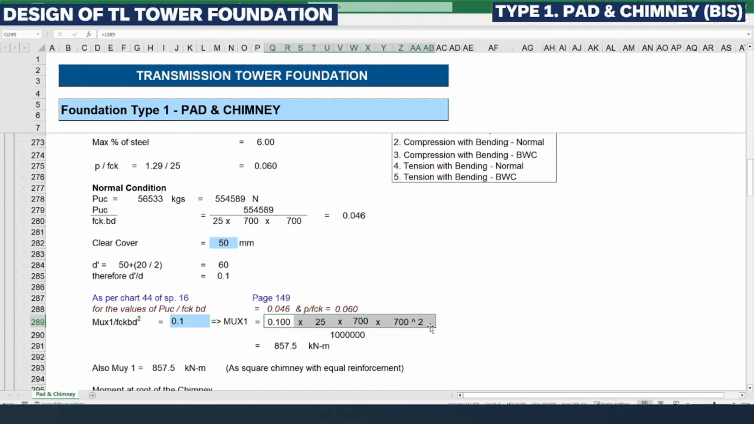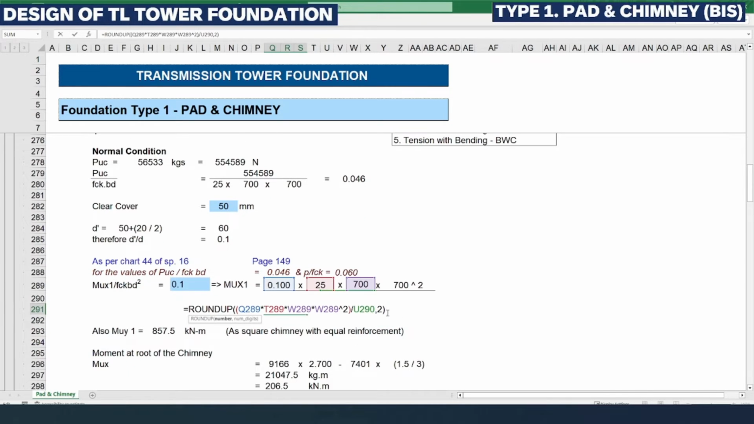So this value will be in Newton millimeter. We need to find it in kilonewton meter, which means we need to divide this by 1 million, that is 1 followed by 6 zeros. Because for Newton to kilonewton we need to divide by 1000, and for converting from millimeter to meter, we need to divide again by 1000. So totally it is 1 followed by 6 zeros to convert a Newton millimeter to kilonewton meter. So that is what is done here.